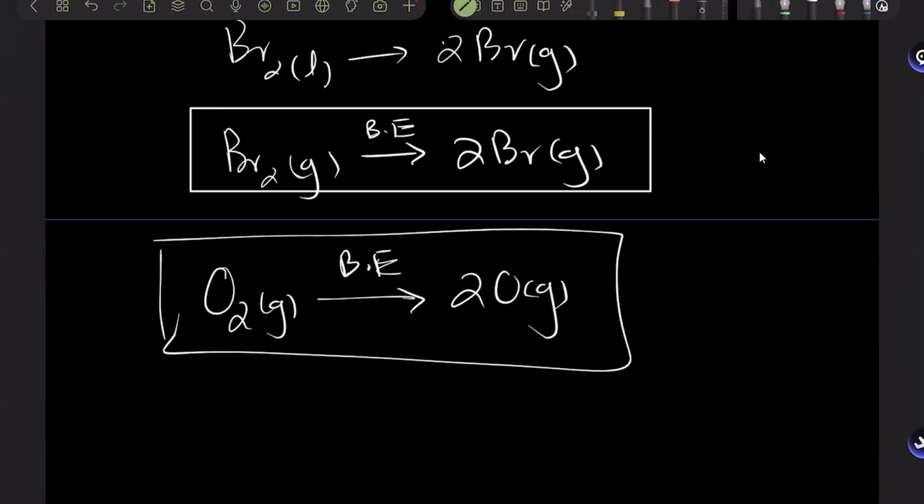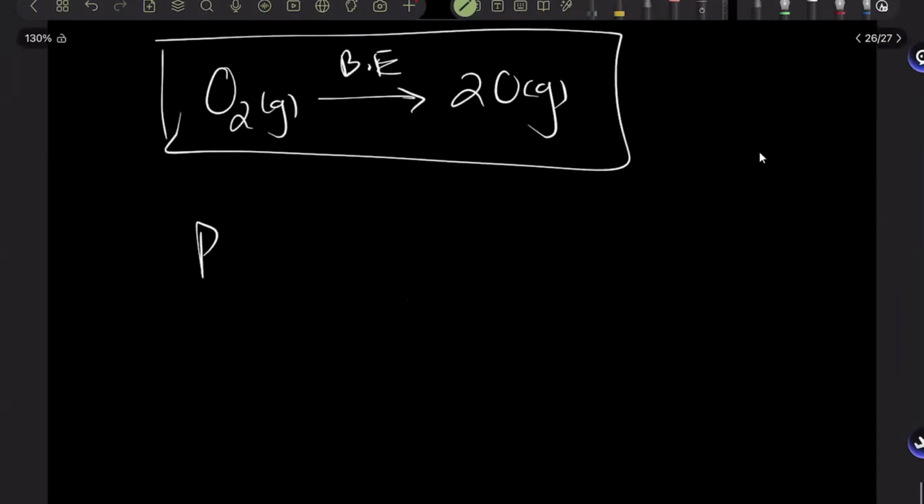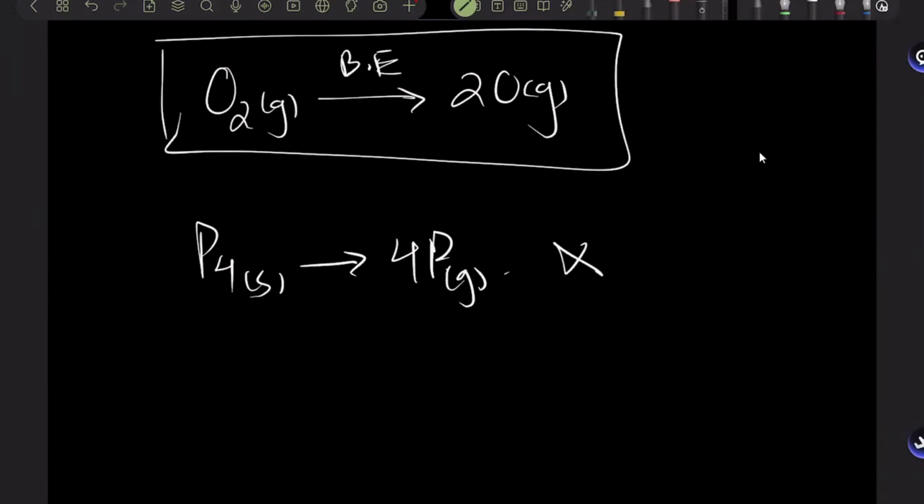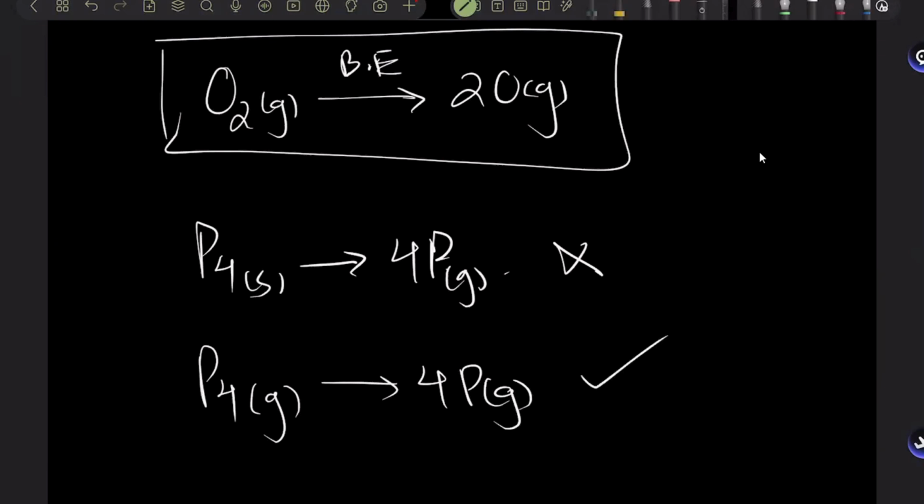What about phosphorus? Phosphorus is P4 solid at room temperature. If it goes into 4 times phosphorus gaseous atoms, is this bond energy? No, it's not. But if I want to write the bond energy for phosphorus, I will start with the phosphorus gaseous molecule, and I'll break it into gaseous atoms of phosphorus. Now is this bond energy? Yes, it is bond energy. So are we clear about bond energy?